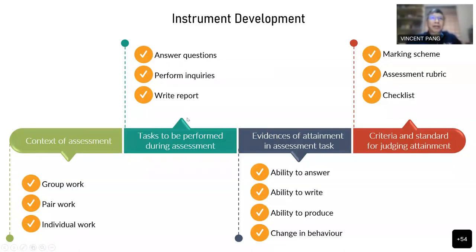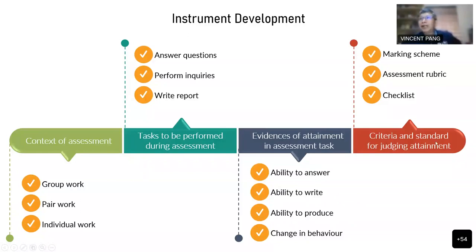Remember the last column in your Table 3, there's one on task. So this is what the students do. Also need to consider evidence of attainment. Example evidence: ability to answer, matching with the marking scheme, for example. Ability to write can be measured using a rubric and so on. Ability to produce something, and change in behavior. So all this can go together with rubrics.